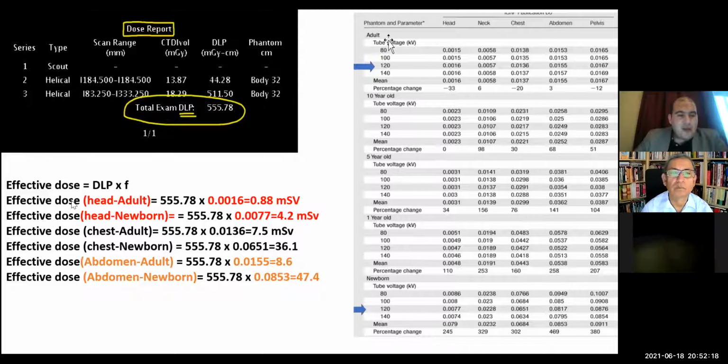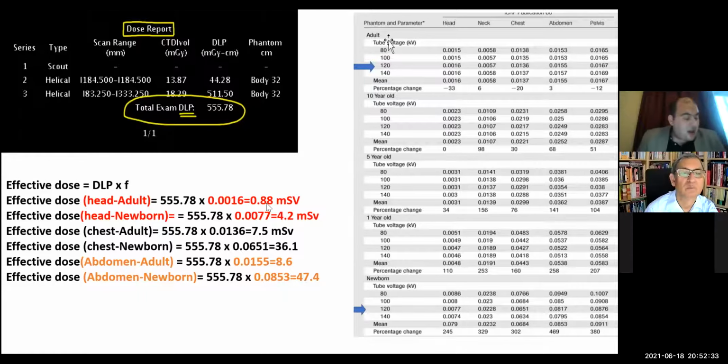Let us calculate together here the effective dose for head for adult. So we will use this conversion factor from our tables here. You will get this value of effective dose, which is 0.8 millisievert.